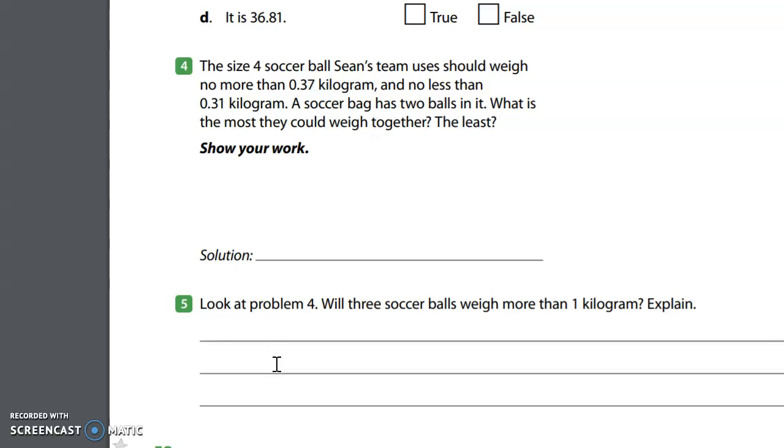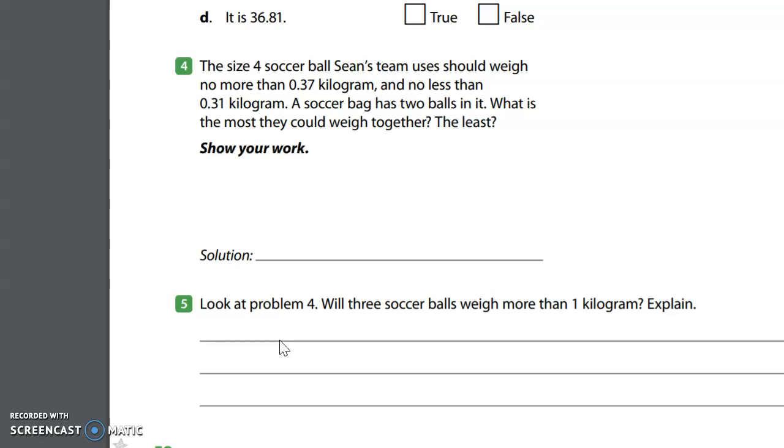Now, question 4. This reads as, the size for soccer ball Sean's team uses should weigh no more than 3,700 kilogram and no less than 3,100 kilogram. A soccer bag has 2 balls in it. What is the most they could weigh together? And then what is the least?